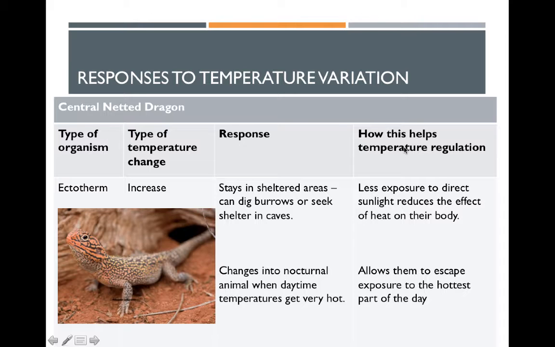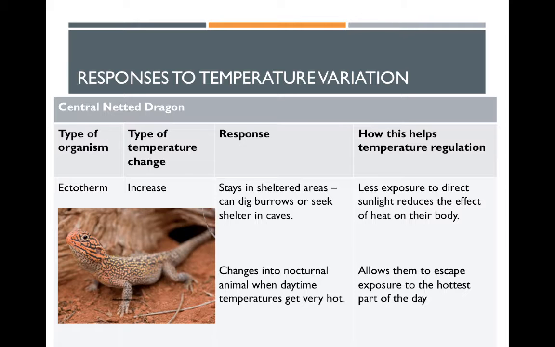And that helps it regulate its temperature because it gets less exposure to direct sunlight, okay? So that has less direct heat hitting its body that it has to absorb. Another response to hot temperatures is that when it gets really hot in the middle of summer, it actually turns into a nocturnal animal, okay?